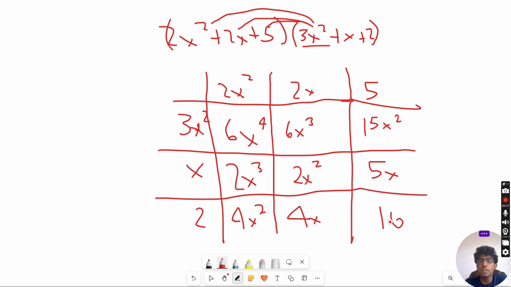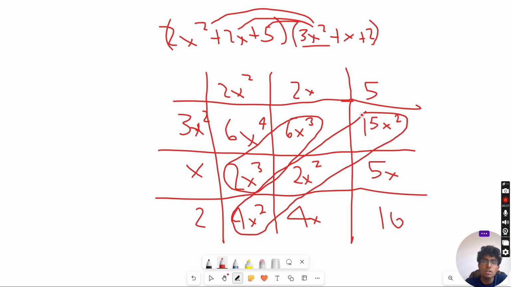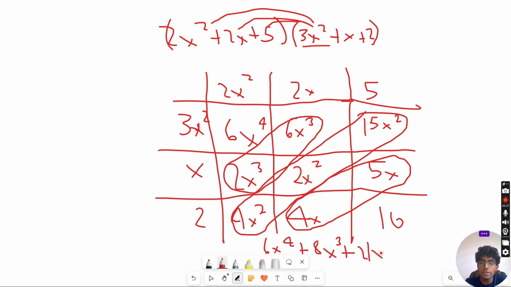And then to simplify it, you would basically want to add like terms. So these are your like terms. Nice thing about this is your like terms are always going to be diagonal to each other. So here are all your x squared terms. And then here are all your x terms. So when we simplify it out, we have 6x to the 4th plus 6x cubed plus 2x cubed gives us 8x cubed. Plus 15x squared plus 2x squared plus 4x squared. 15 plus 2 plus 4, that gets us 21x squared. Plus 5x plus 4x is 9x plus 16.